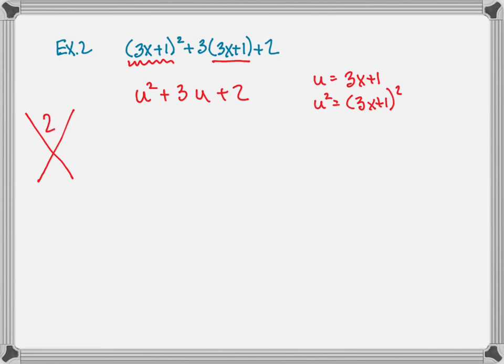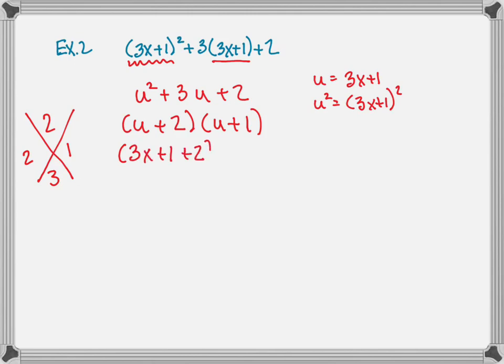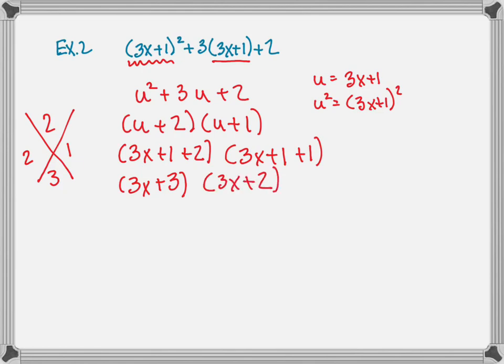We're looking for numbers that multiply to 2 and add up to 3. Those numbers could be 2 and 1. So this factors to u plus 2 times u plus 1. But what is u? U is 3x plus 1. So let's substitute that back in for u. So I have 3x plus 1 plus 2 times 3x plus 1 plus 1. And let's simplify that a little bit by combining my like terms. So we have 3x plus 3 times 3x plus 2.